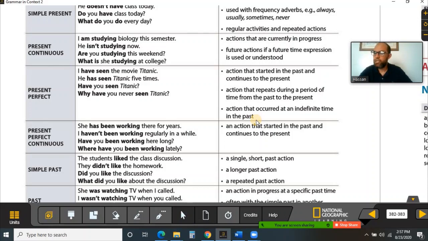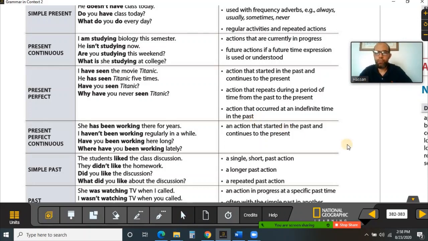Now, if the action time is not known or you do not want to mention it, you have to use the present perfect. For example, I have visited Paris. Did I say when? No. So it's either I don't want to mention the time, okay, or it's not important to me. What is important is the action of visiting Paris.